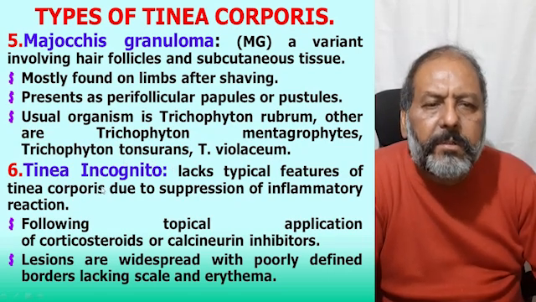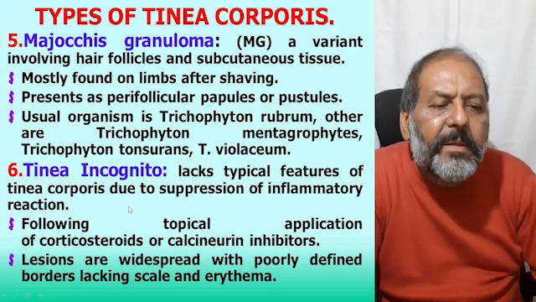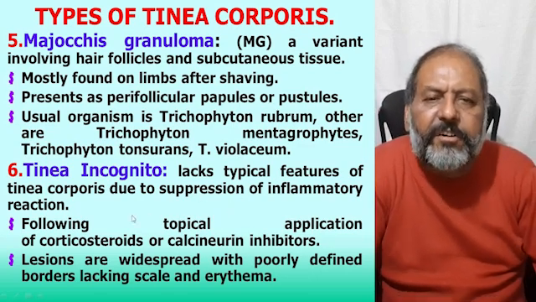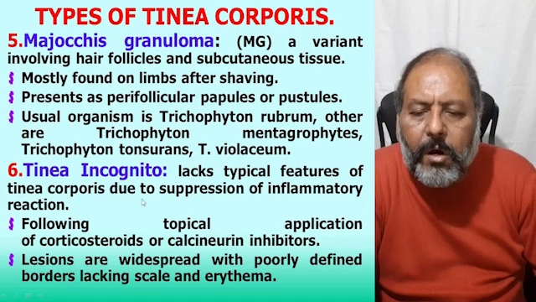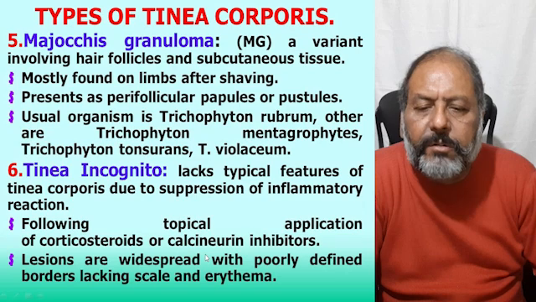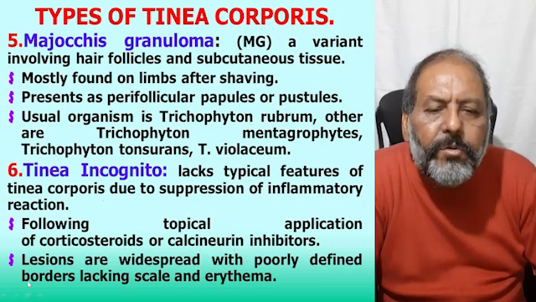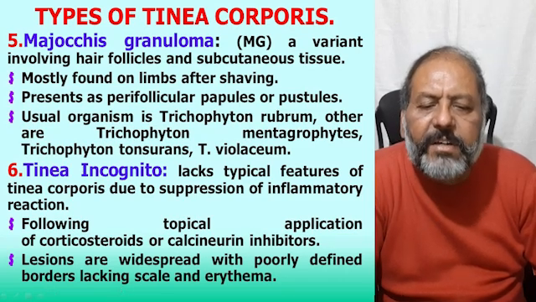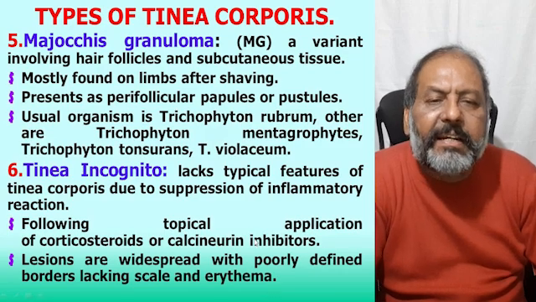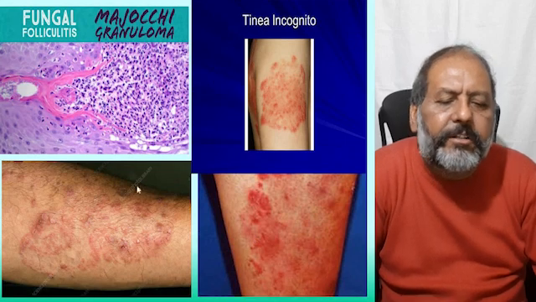The sixth type of Tinea corporis is Tinea incognito. It lacks typical features of Tinea corporis because of the suppression of the inflammatory reaction by the use of topical corticosteroids or calcineurin inhibitors. So there is no inflammation there. Lesions are widespread with poorly defined borders, lacking scale and erythema. That is all because of suppression of the inflammatory reaction.